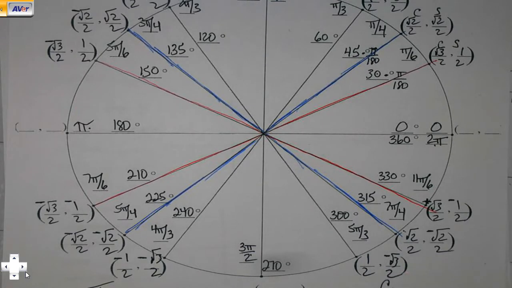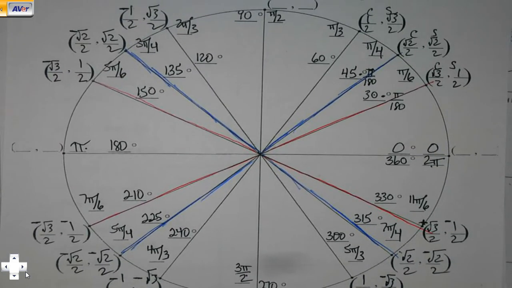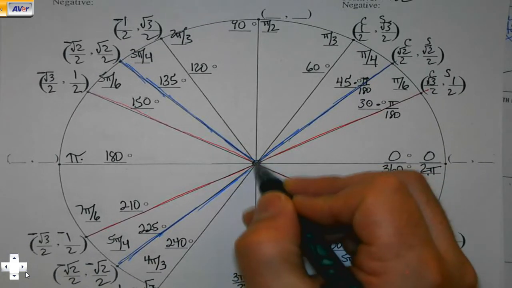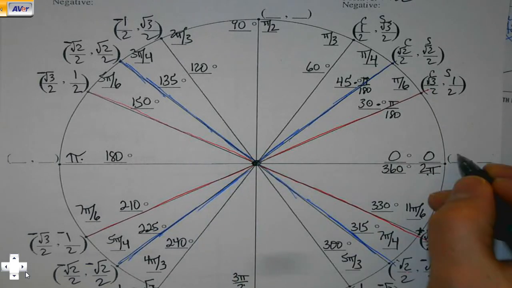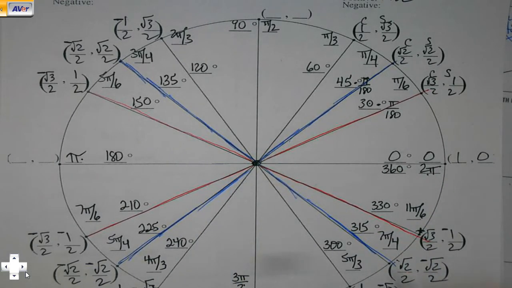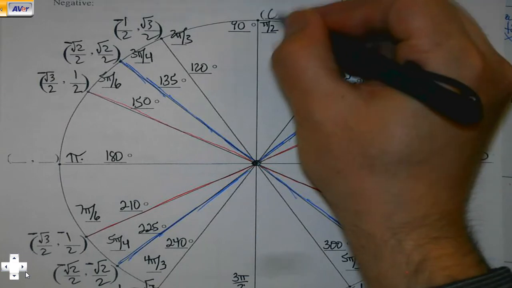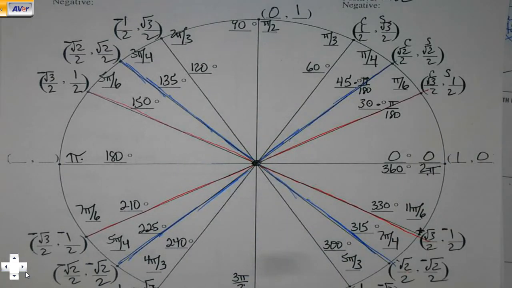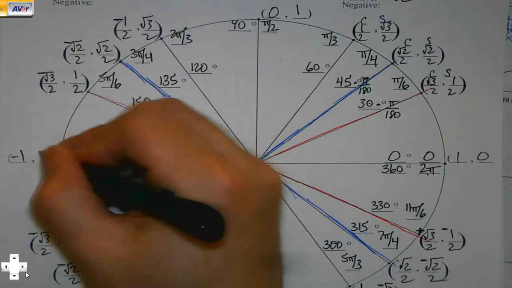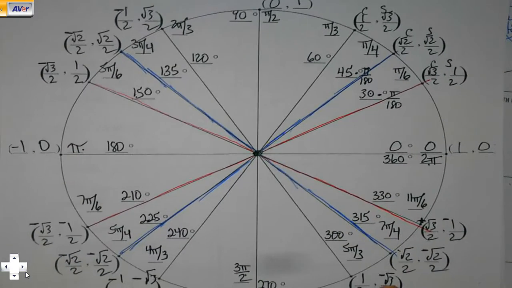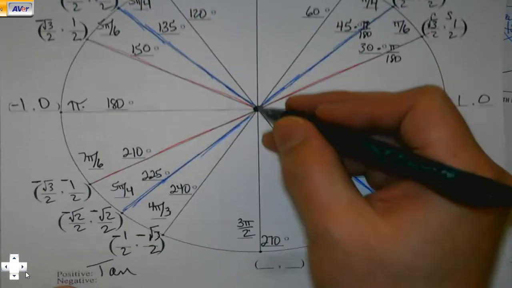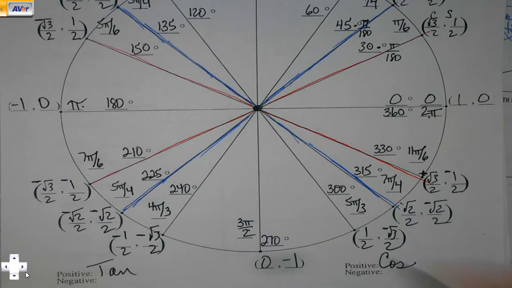And then my last thing, I've got my quadrantals, my angles that are on the axes. So, remember, this is a unit circle. Here's my origin. I'm going 1 to the right, which is my x value. I'm going 1 up, which is my y value. I'm going 1 left, which is an x value. And finally, I'm going 1 down, which is a y.